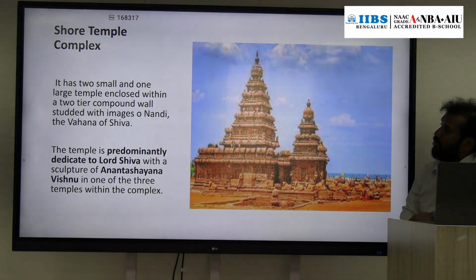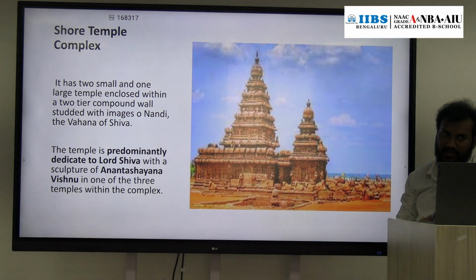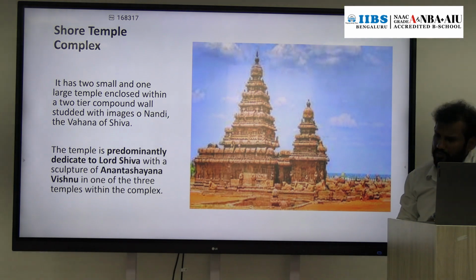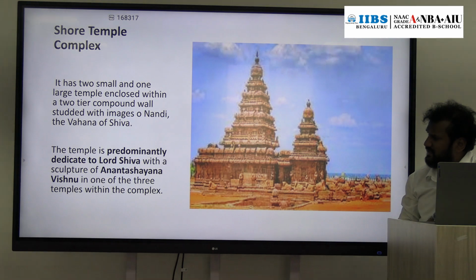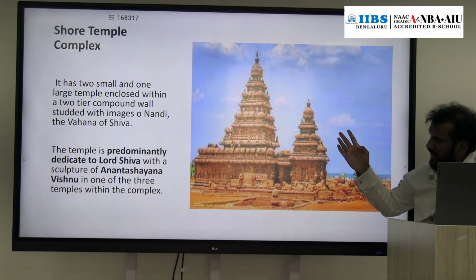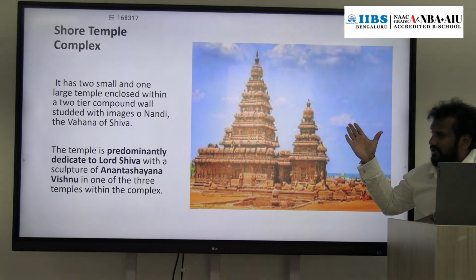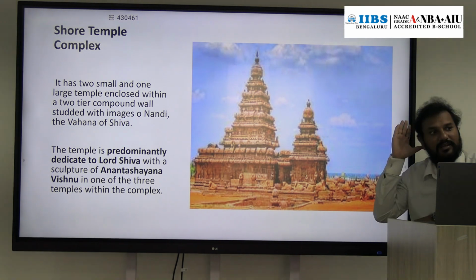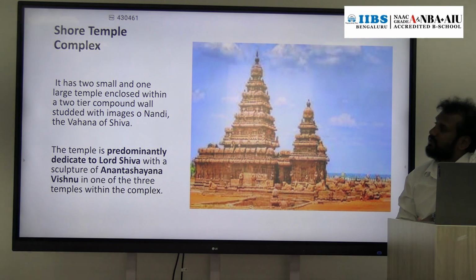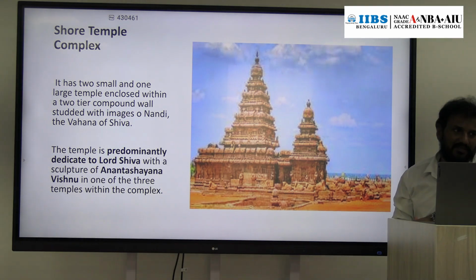In the Shore temple complex, there are three temples: two small and one big. There is a Shiva temple, a Nandi temple, and a Vishnu temple, where Vishnu is in the Ananta Shayana, the sleeping position. That temple is there in the Shore temple. But if you observe, this is also made of rocks.